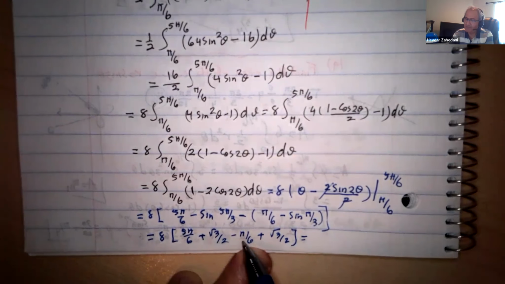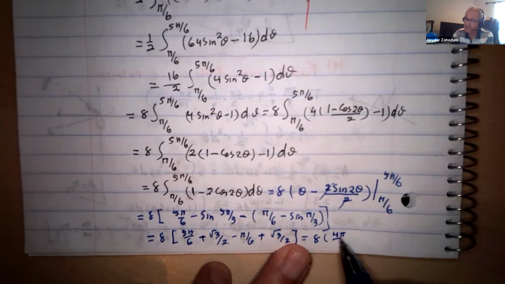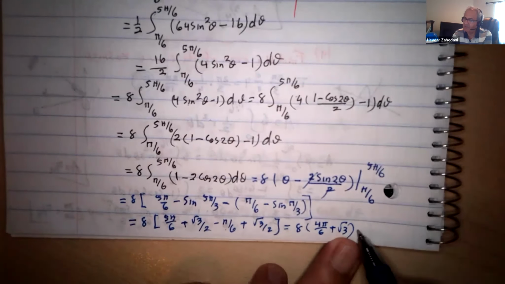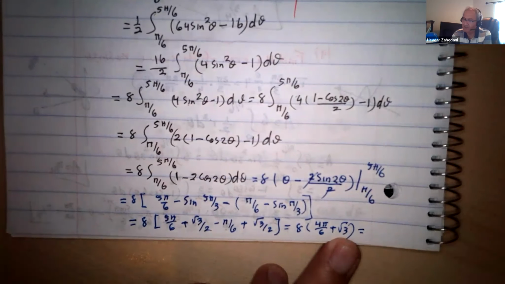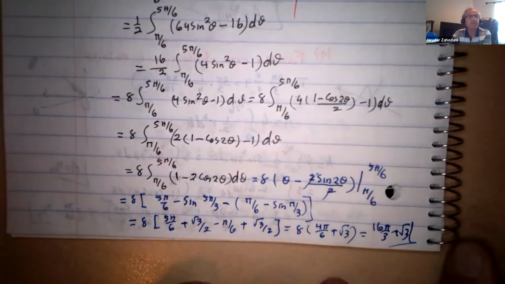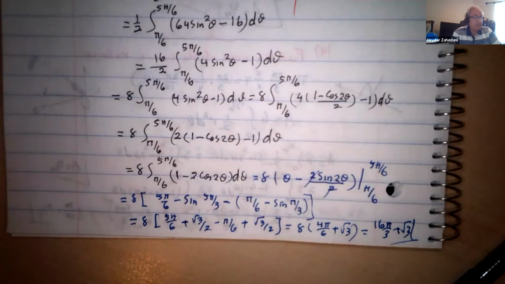So 5pi/6 minus pi/6 would be 4pi/6. So it's going to be 8 times 4pi/6, and radical 3/2 and radical 3/2 would be radical 3. So just multiply them together to give you the final answer, or just use your calculator. Basically this is going to be 32pi/6. We simplify that, gives you 16pi/3 plus radical 3. So that gives you the area between those two curves. It takes a little bit of time, but it's not bad. But you have to find that intersection first.